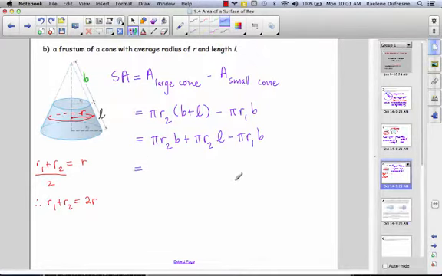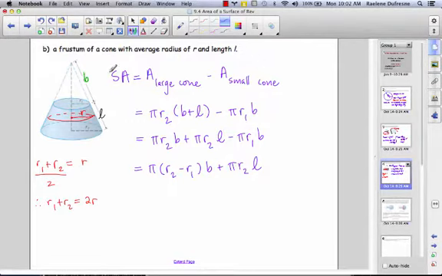And we can collect some like terms. There are no exact like terms, but I am going to group the terms with the b in common. So I'm going to get pi times (r2 minus r1) times b, and then plus the middle term, pi r2 l.